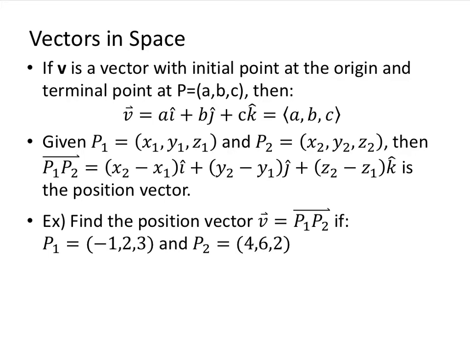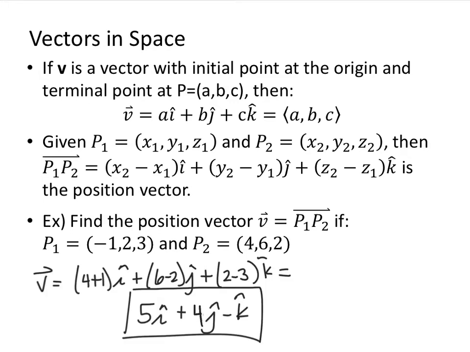So now we have vectors in 3 dimensions. We now have a k-hat. So if you want to find a position vector, then it's the same thing as in 2 dimensions. If you're given a starting point and an ending point, then you just find the difference between them to find your position vector. So go ahead and pause the video and find the position vector v that represents the vector P1, P2.